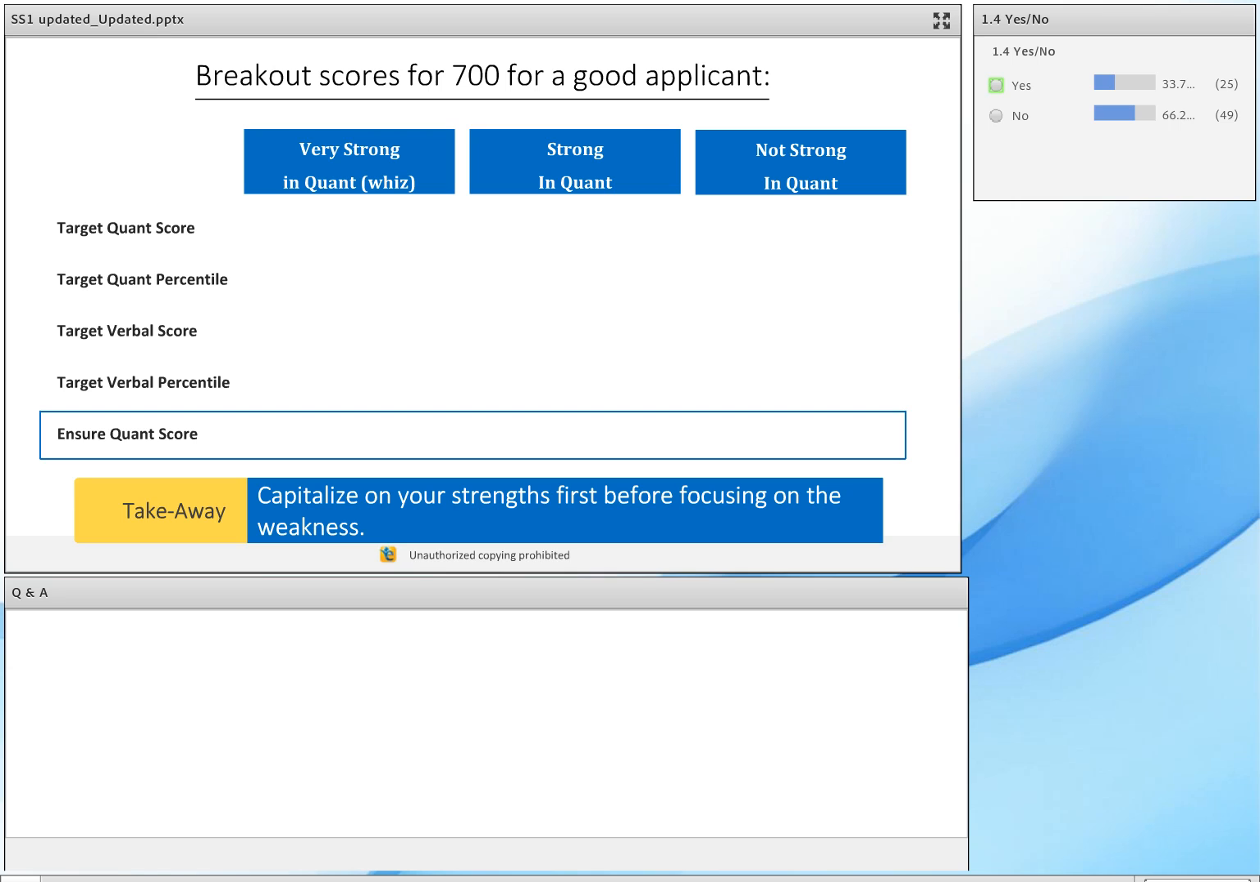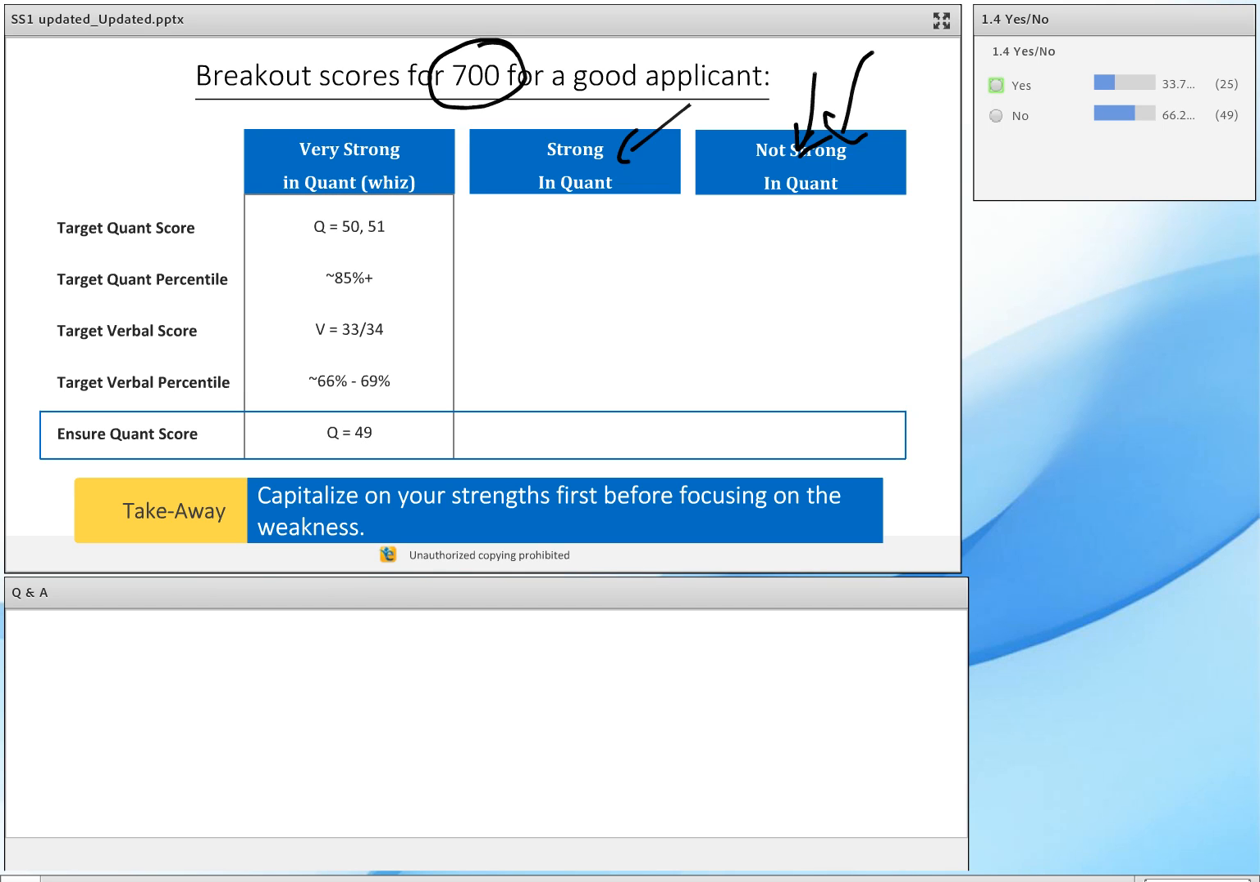The second segment of student is someone who's strong in quant but not so strong that they would call themselves a quant whiz. And the third segment of student is someone who's not strong in quant. So if you're strong in verbal but not strong in quant, put yourself in this particular segment here. If you're not strong in either quant or verbal, put yourself also in this particular segment over here. So again, remember, these are breakout scores for a score of 700.